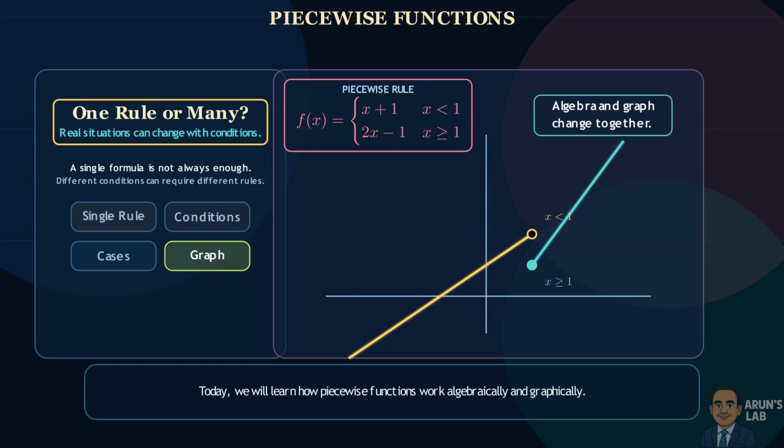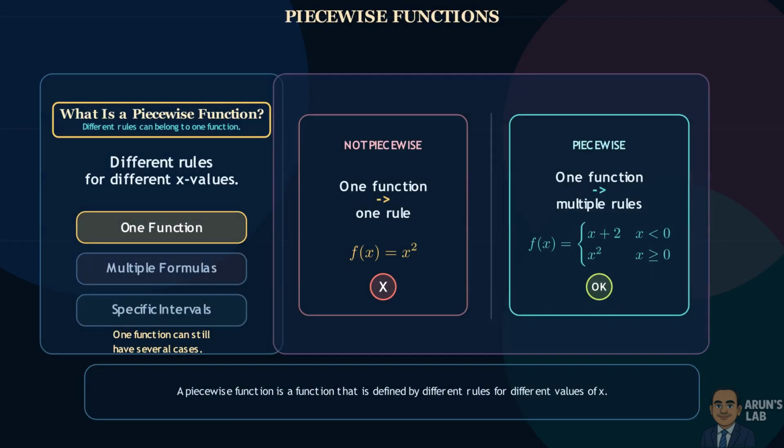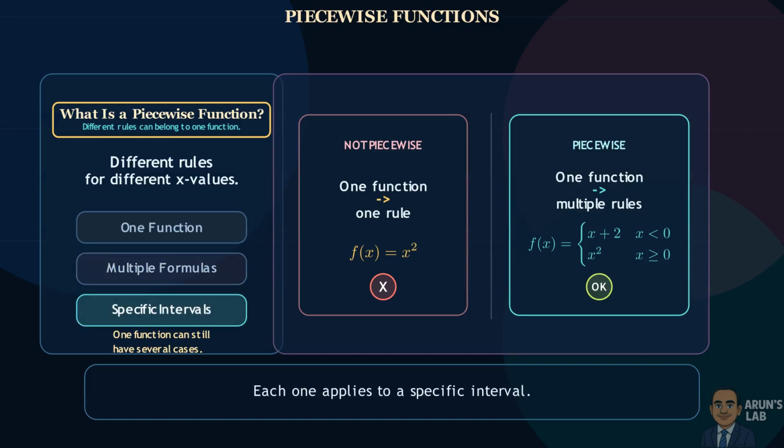Today, we will learn how piecewise functions work and how to understand them both algebraically and graphically. A piecewise function is a function that is defined by different rules for different values of x. Instead of one formula, we have multiple formulas. Each one applies to a specific interval.